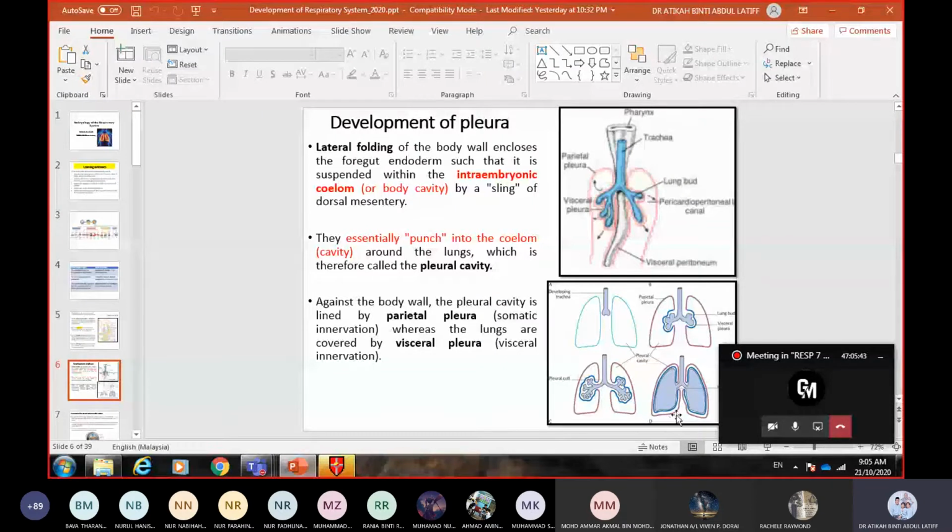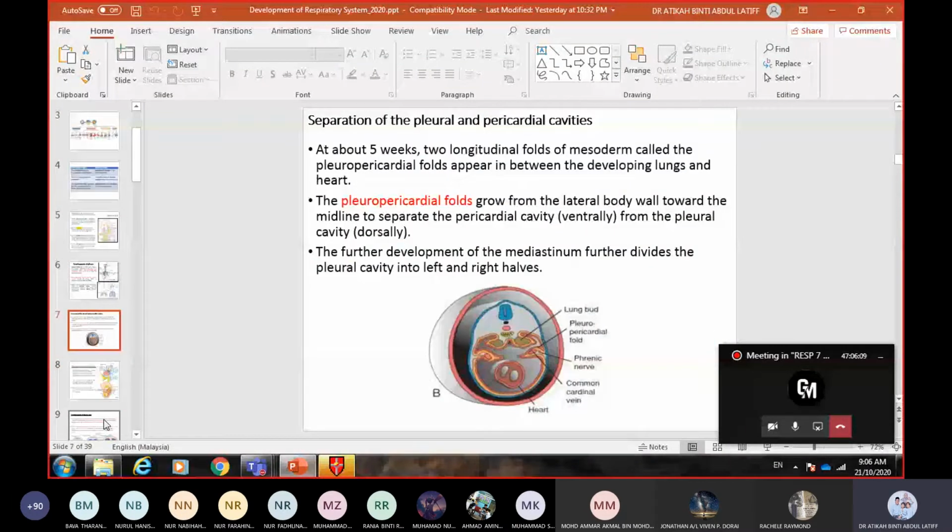it becomes 2 layers of pleura. Okay, so the visceral pleura is internal, and outside is covered by parietal pleura. Visceral is inside and parietal is outside. Okay, visceral is always stuck to the organ and parietal is the one outside. Okay, so the pleura, there's not much to talk about. It's just the lung buds punching out.